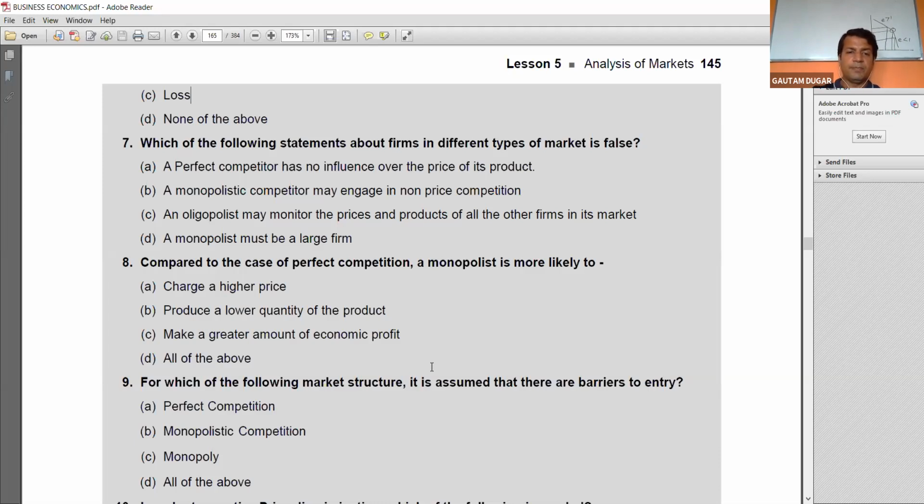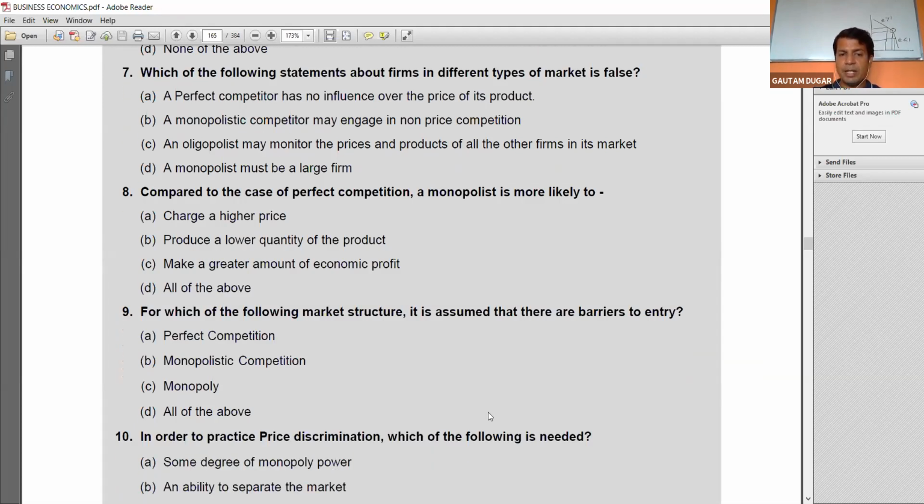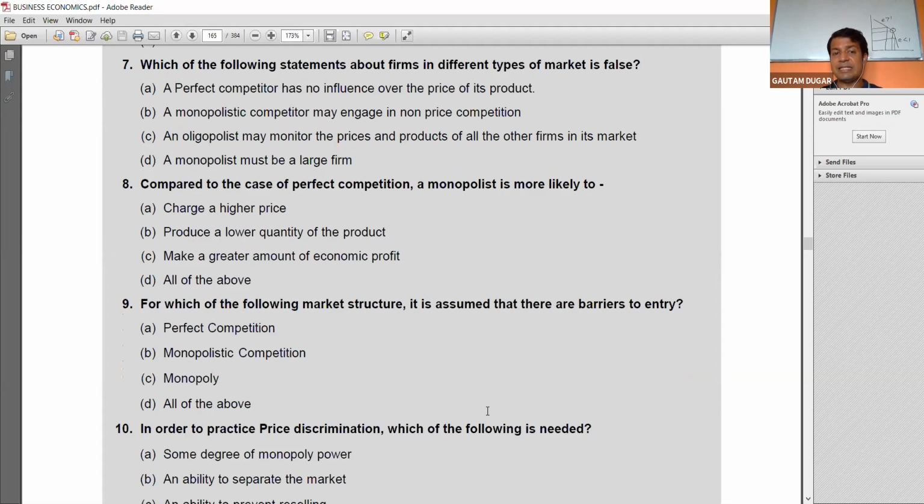So all the three. Next, which of the following market structures assume that there are barriers to entry? Obviously, C. In monopolistic competition, there is no barrier to entry. But in monopoly, there are barriers to entry. Remember, if you want to start producing toothpaste or soap, you can do it. There are no barriers. But if you want to start a railway, you cannot start.